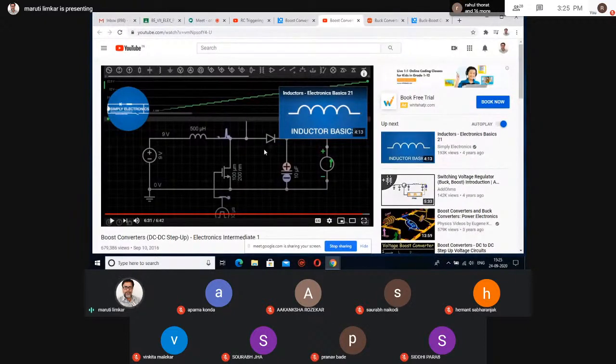Now we are going to see how we can observe the various waveforms of the boost converter by using MATLAB Simulink.